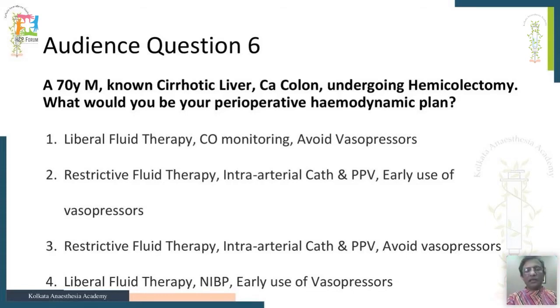Hemicolectomy for CA colon in a patient with cirrhosis, what is your plan? Liberal fluid therapy, cardiac output monitoring, avoiding vasopressors, restrictive fluid therapy, intraarterial catheter with pulse pressure variation, early use of vasopressors, non-invasive blood pressure.